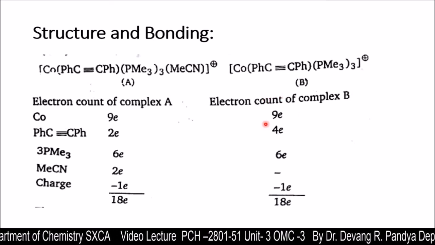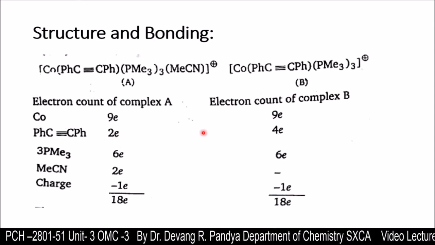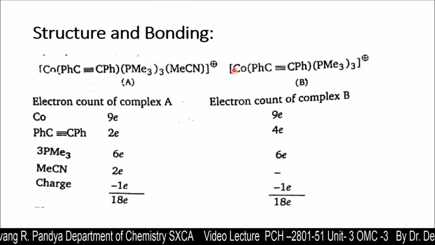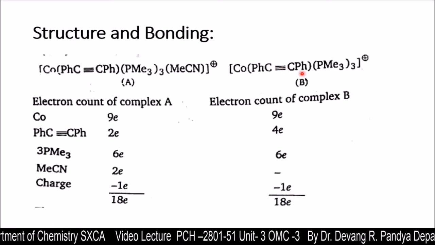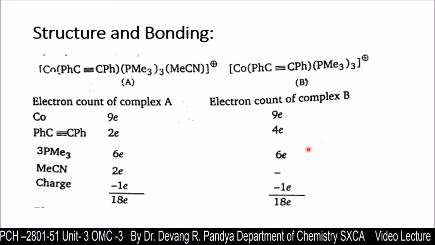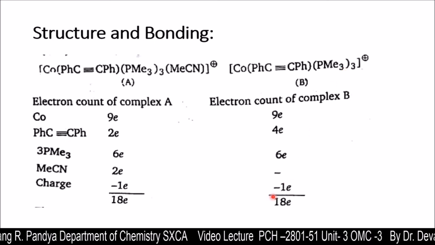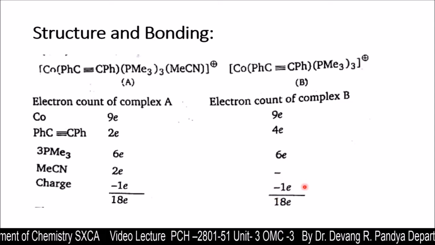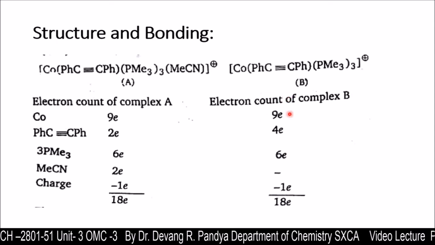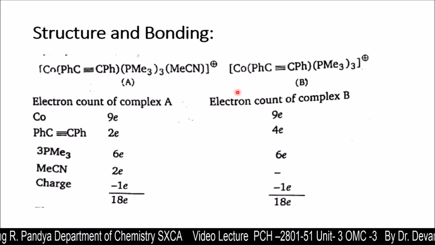Now in complex B you can see 9 electrons are donated by the cobalt, that is the same. Now instead of 2, here you can see 4 electrons will be given by this diphenyl acetylene ligand according to the Templeton scheme, and 6 electrons would be given by this trimethyl phosphine because 3 ligands would be there, and there is no contribution from methyl cyanide because there is no methyl cyanide in this complex B. And the charge is -1 electron, total 18 electrons. So according to the 18 electron rule, these two complexes are stable, and the Templeton scheme you can see over here satisfies the 18 electron rule as well.